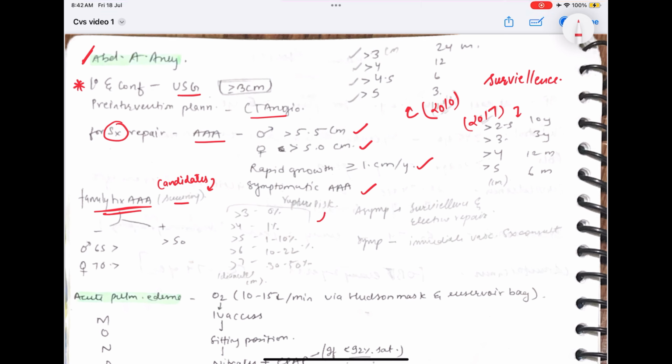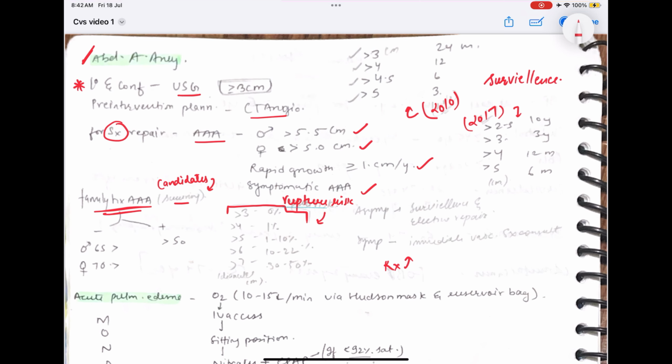Now when we are talking about the risk of rupture, these are the percentages according to the centimeters. So if it is more than 3, then there is 0% risk. Likewise, we'll have to remember this table because they can ask about rupture risk, because it is kind of important.